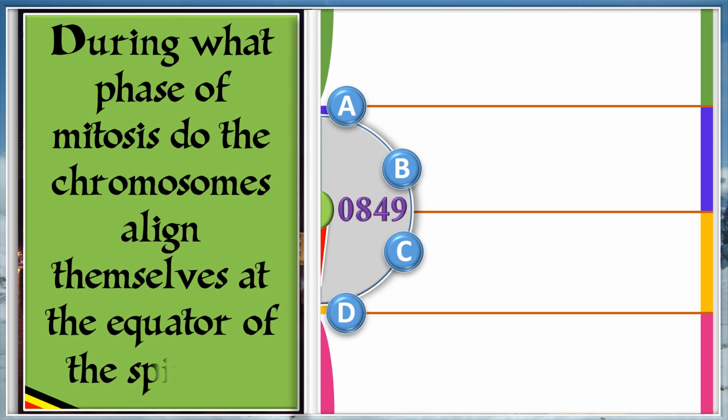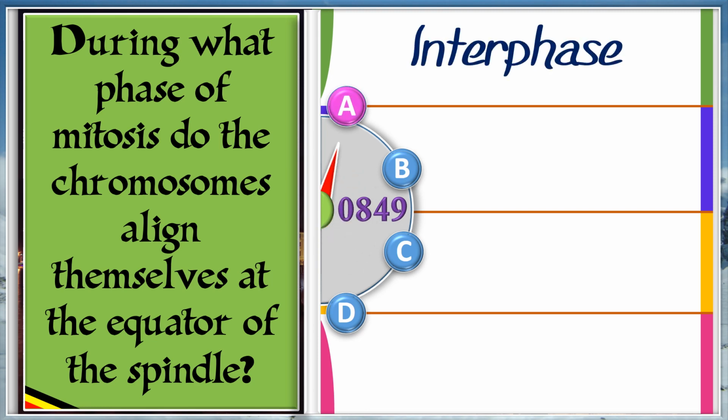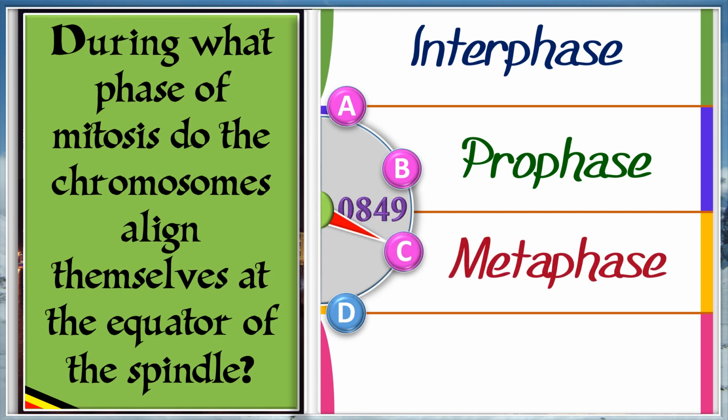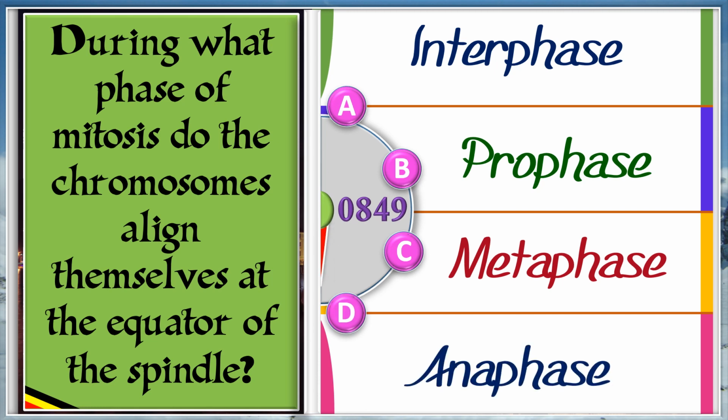During what phase of mitosis do chromosomes align themselves at the equator of the spindle? A. Interphase. B. Prophase. C. Metaphase. D. Anaphase. And the answer is C. Metaphase.